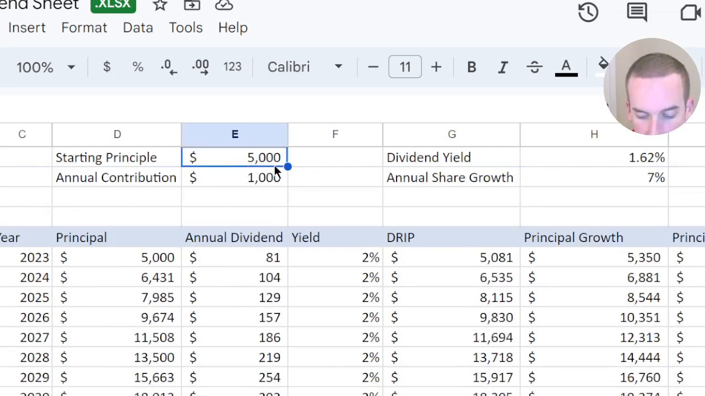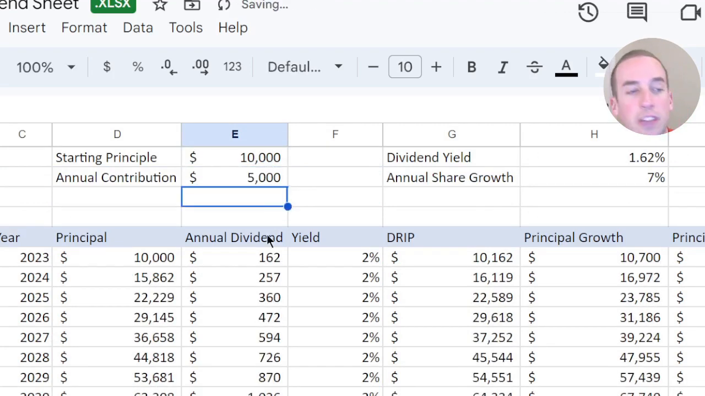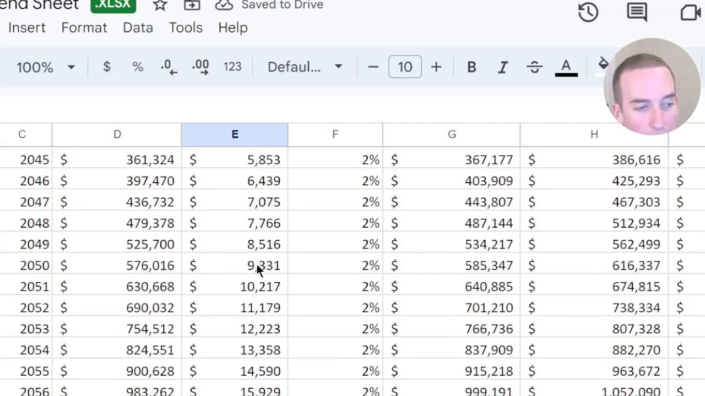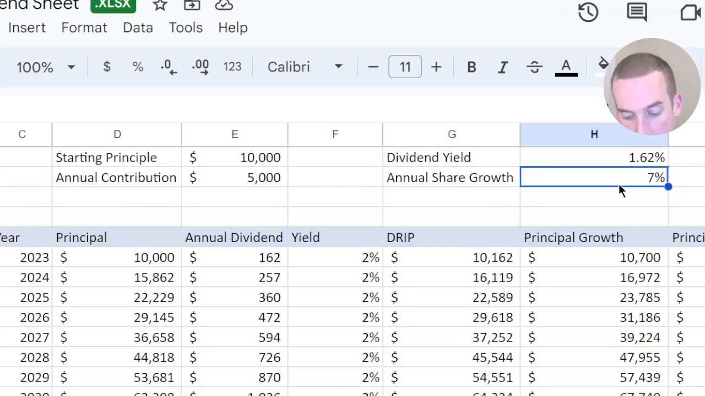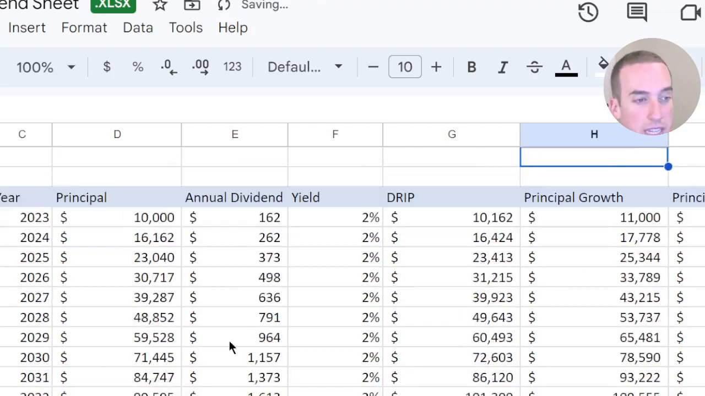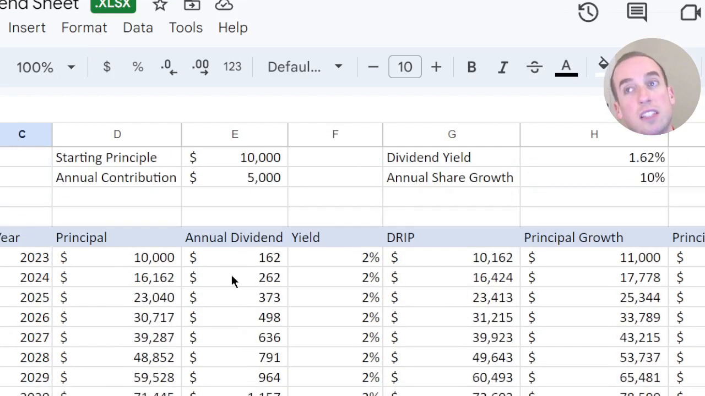If you do, let's say 10,000 here, and you do 5,000 every year, same thing VOO, you could be at 1 million by 2057, which is 34 years from now. Let's say the market averages 10% instead. Your 1 million could be at 2051, which is less than 30 years. It is 28 years. Lots of variables.